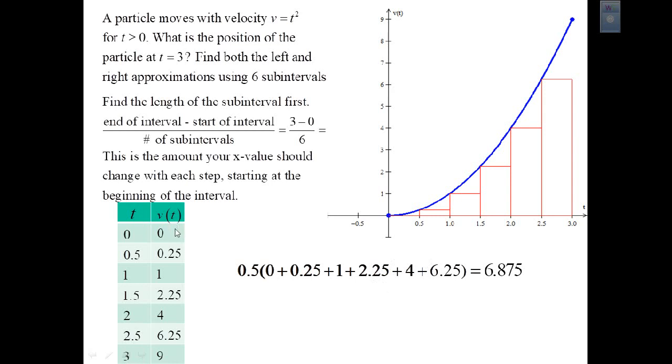All right, now I've got all these values right here already calculated for you. I want you guys to try 6 subintervals again, but I want you to do the right approximation. So the RRAM. I did the LRAM, you do the RRAM and see what you can get. Go ahead and pause the video now, give it a try, and then I'm going to show you the solution to this.